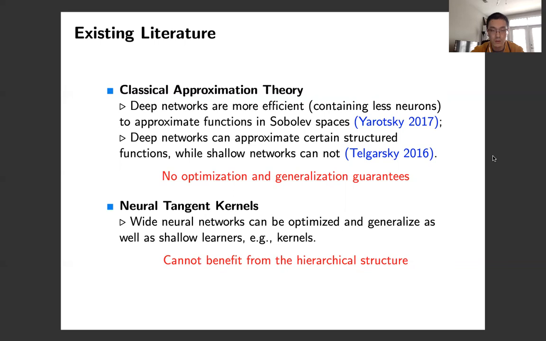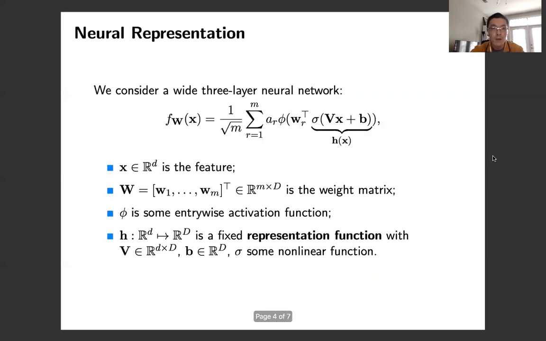from the hierarchical structures. In this work, we consider a wide three-layer neural network model parameterized in the following equation. Here X is the input feature and W is the trainable weight parameters. Phi is the activation function, and we use a special fixed representation function H. Here H(X) equals sigma(VX plus B), and V and B are also fixed weight parameters during the training.